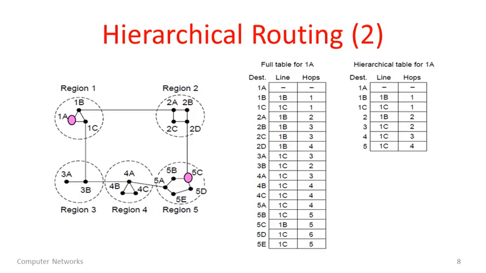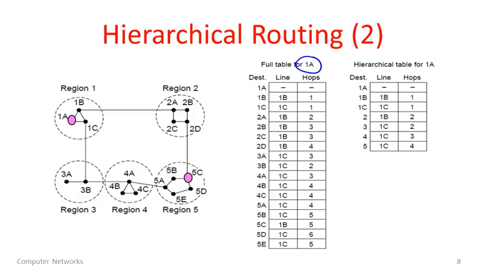Now, every node in this network is going to have its own forwarding table so that it can send packets in different directions. The forwarding table here is shown for node 1A. That's this big long table. You can see it lists all of the other nodes and which output line, which next hop to get there, and how many hops away.